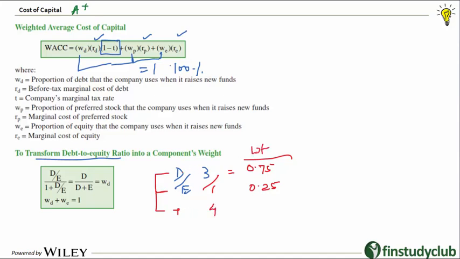So the weight is not the relation of debt to equity. The weight is actually the relationship of debt with the total and equity with the total. So therefore, you have 3 divided by 4 giving you 0.75 and 1 divided by 4 giving you 0.25. Please never, the weights should not be intra the capital structure.